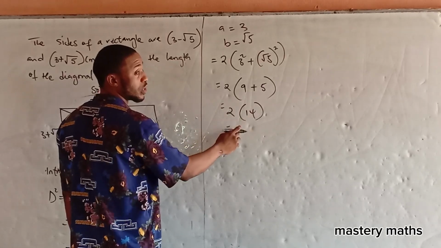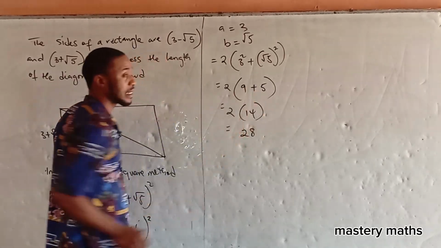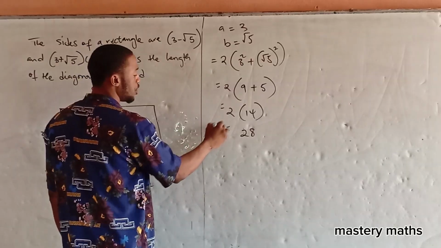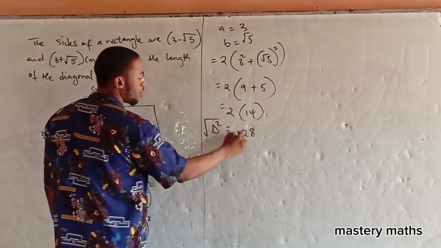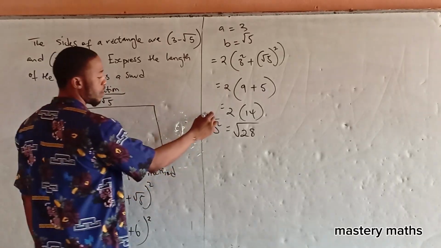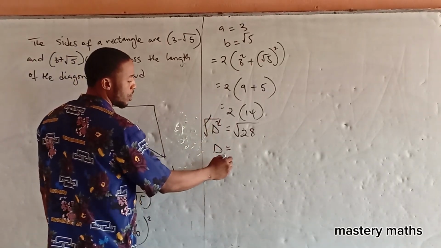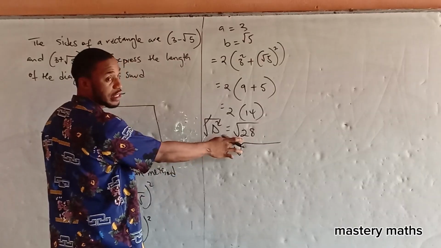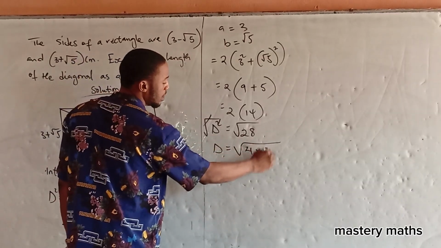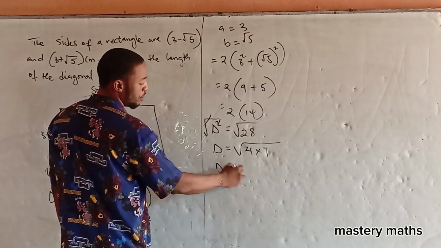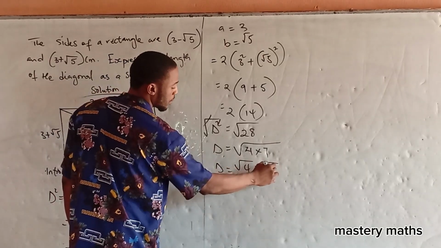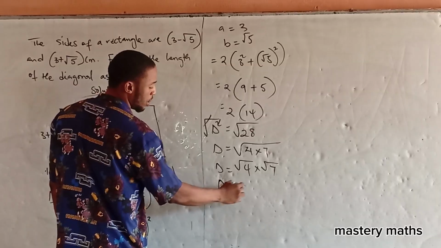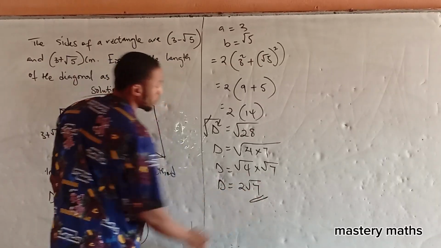2 times 14 is what? 28. Now remember, we have our d squared. We are square rooting both sides. When this cancels this, it becomes d, which is to find the 2 factors of 28, which is 4 times 7. We split it, which is d equal to 2 root 7.